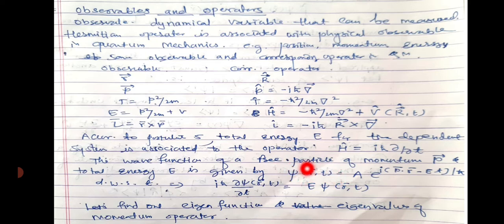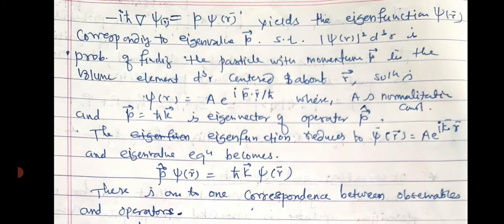Now this is the wave function equation. Next, we have to find the eigenfunction and eigenvalue of the momentum operator. For that, we can write the momentum operator in 3 dimensions as minus i h cross gradient of psi of r, and this is equal to p psi of r. This yields the eigenfunction psi of r corresponding to eigenvalue p.